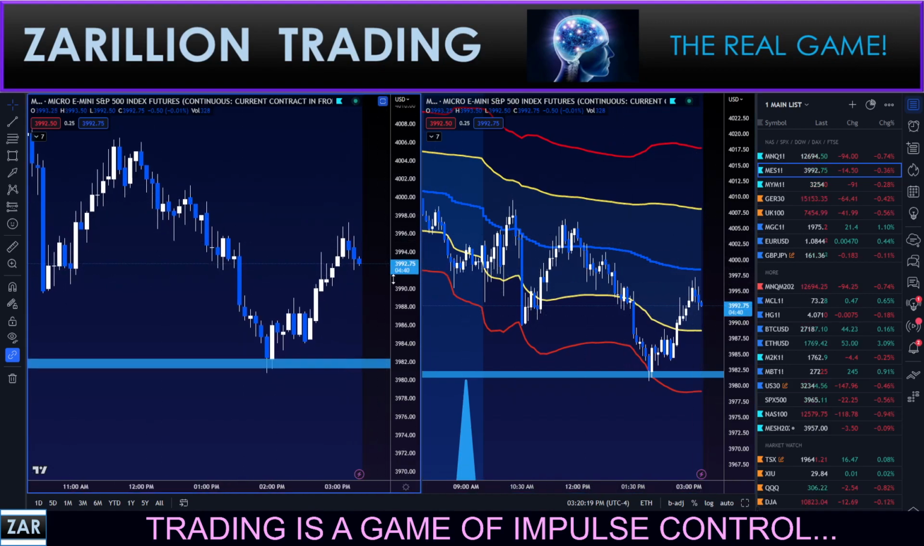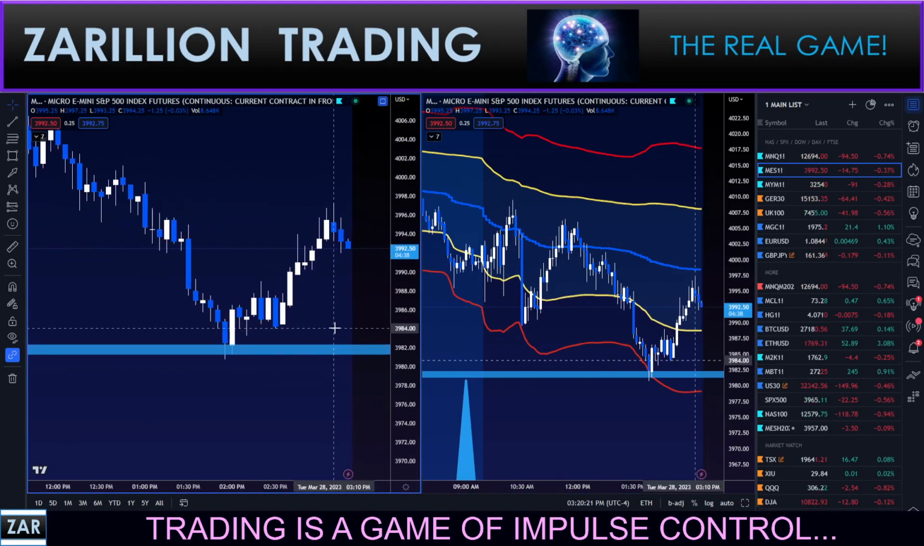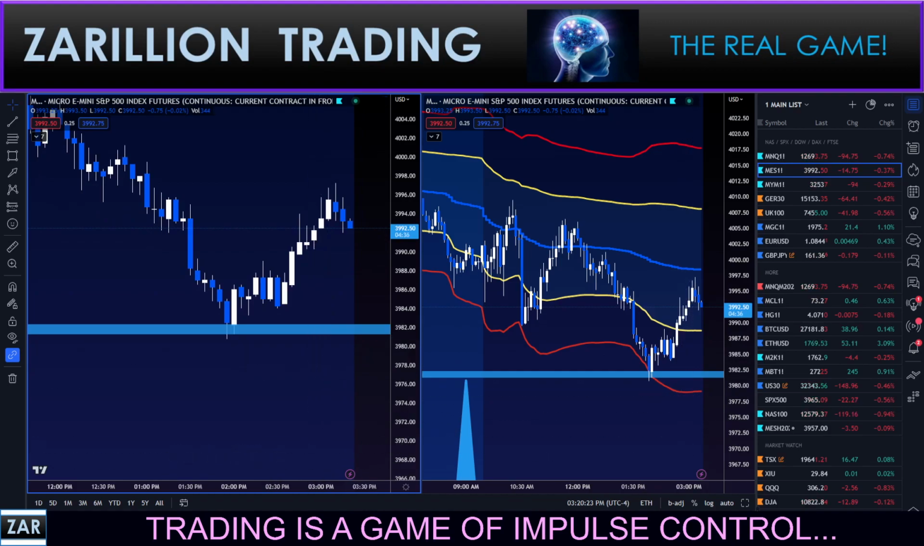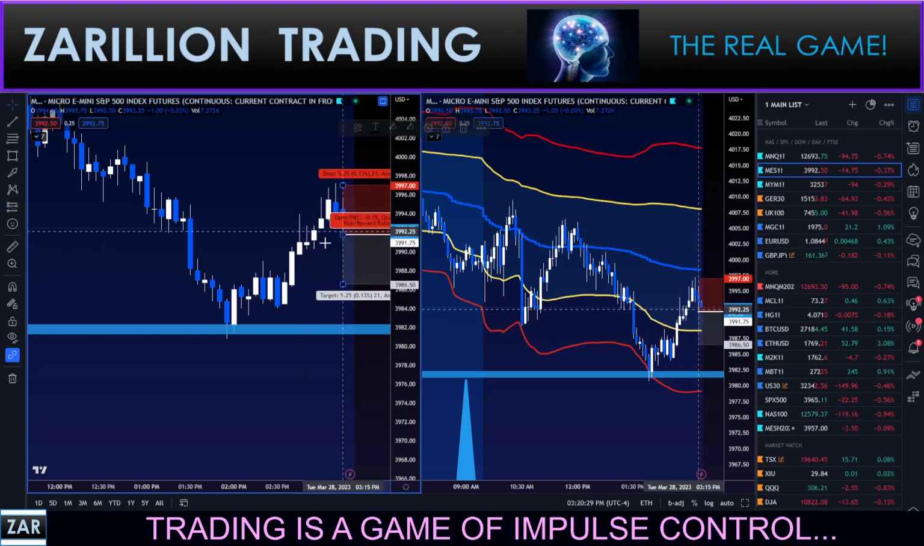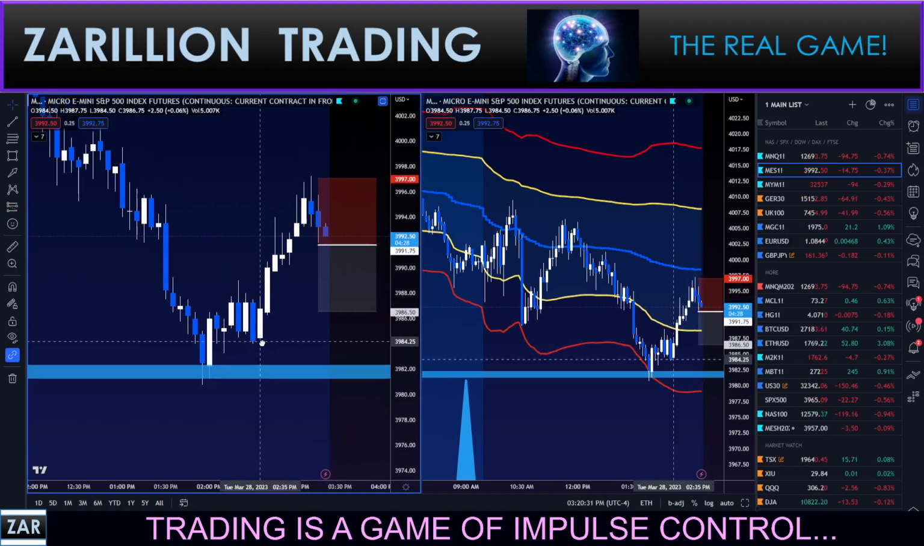We're in the last 40 minutes of the session here in New York. Looking for a short right now, guys. Short on a break below this candle. See right there? Sell stop limit right now, live. It's a live order.